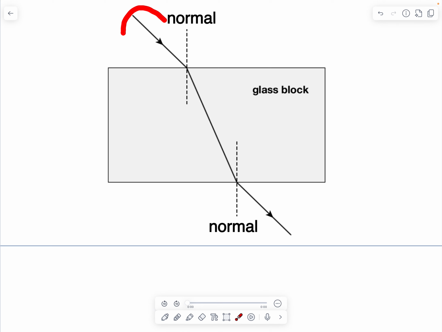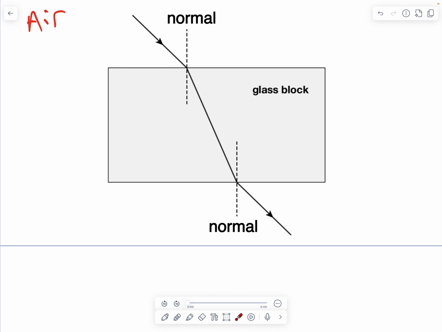Well, you can see here we've got a ray of light traveling into a glass block, and the material outside the glass block is actually going to be air. And you can see that the light refracts.